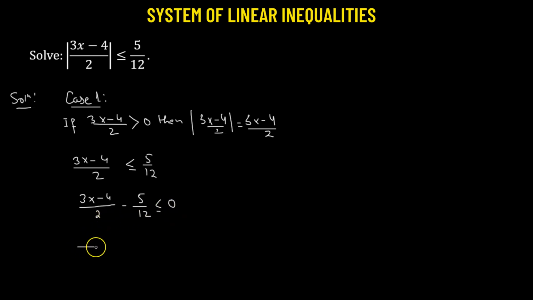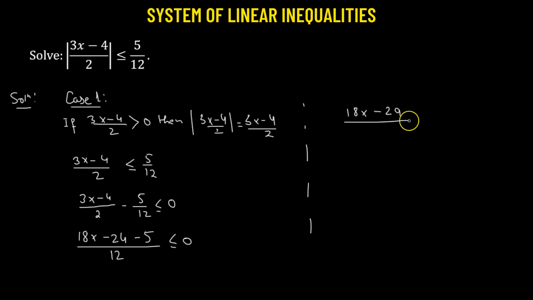Now we'll combine the two terms. The common denominator will be 12. So we have 2 times 6 is 12, so we'll multiply 6 to 3x minus 4. So we have 6 times 3 is 18, so we have 18x minus 6 times 4, that's 24, minus 5. So this is less than or equal to 0. And this gives us 18x minus 29 divided by 12 less than or equal to 0.